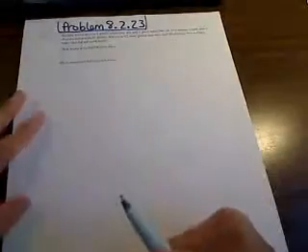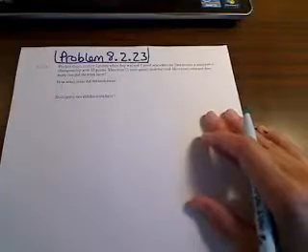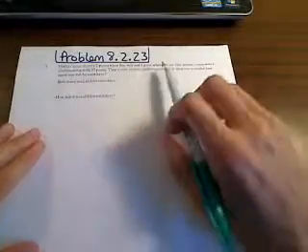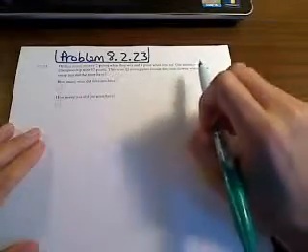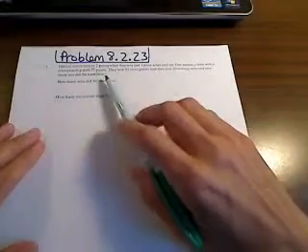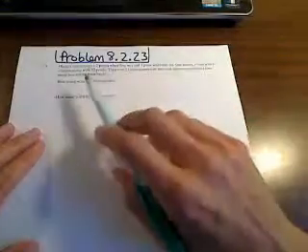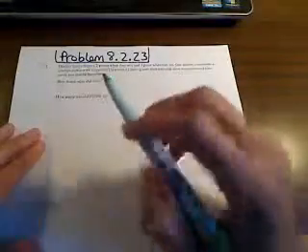All right, so this is problem 8.2.23, and I'll read it to you because you can't see it very well. It says hockey teams receive 2 points when they win and 1 point when they tie. One season, a team won a championship with 57 points. They won 12 more games than they tied. How many wins and how many ties? How many ties did the team have?